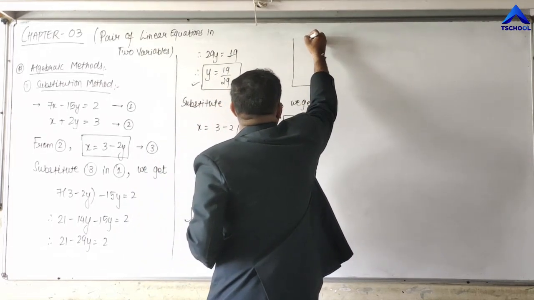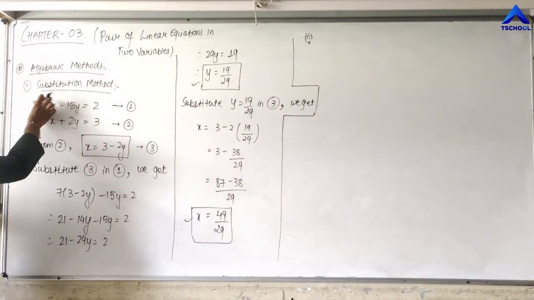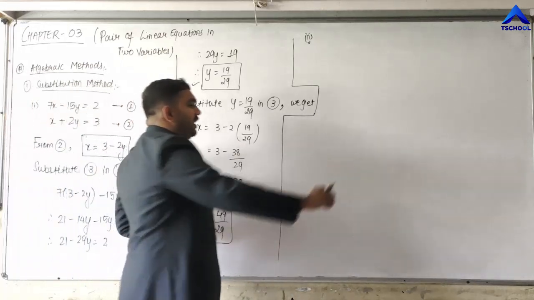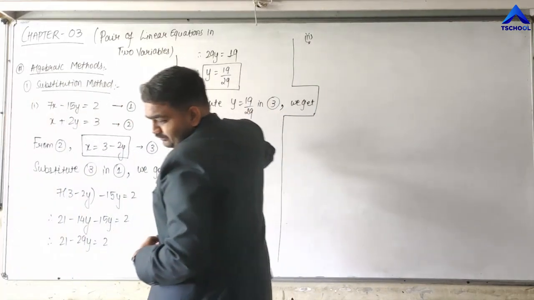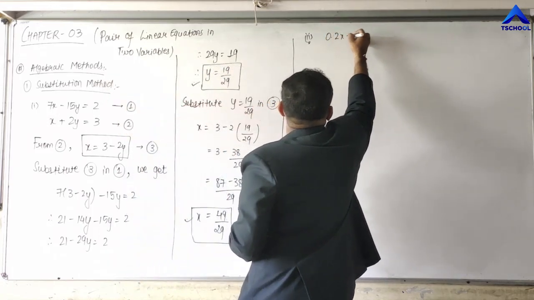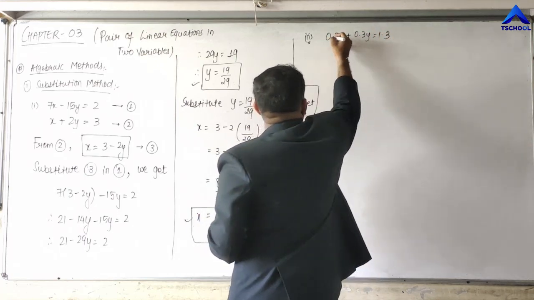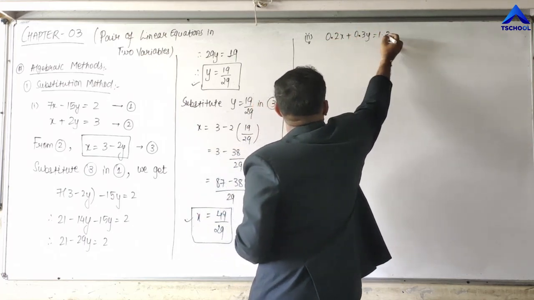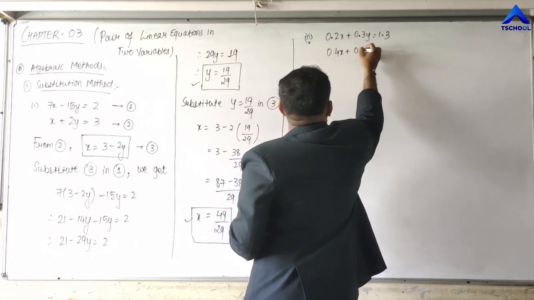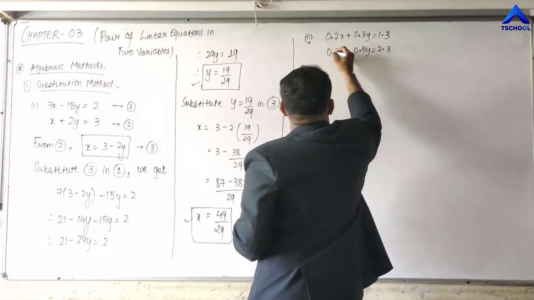I am having a second example. This was the first one that we have solved here. The second example is 0.2x plus 0.3y is equal to 1.3. These are all decimals, and 0.4x plus 0.5y is equal to 2.3.